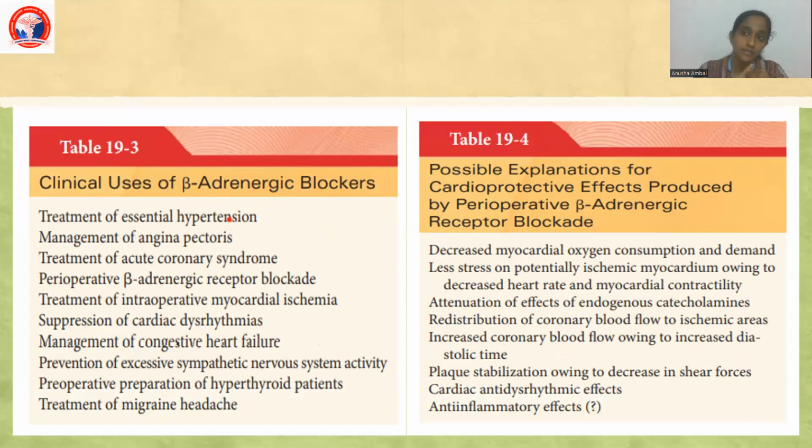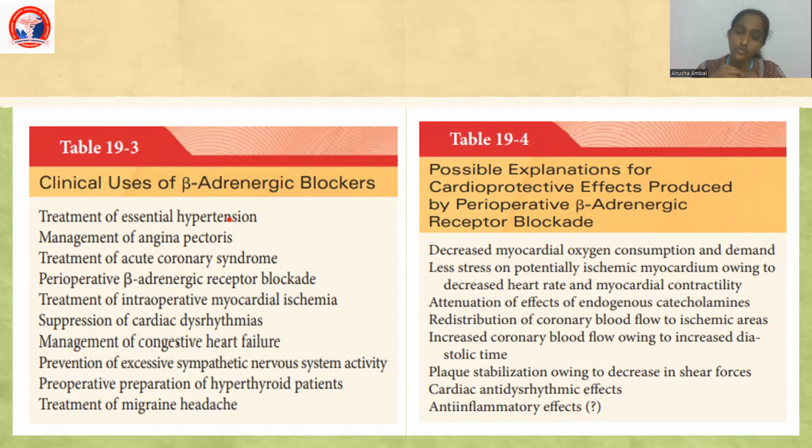But apart from hypertension, there are many indications for beta blocker use. We can manage angina and acute coronary syndrome. Why? Because the heart rate decreases, so the demand by the heart decreases. Whenever the demand decreases, the oxygen supply-demand ratio will be in balance, so the heart is not much prone to MI or further ischemia. So beta blockers help in management of angina and acute coronary syndrome.